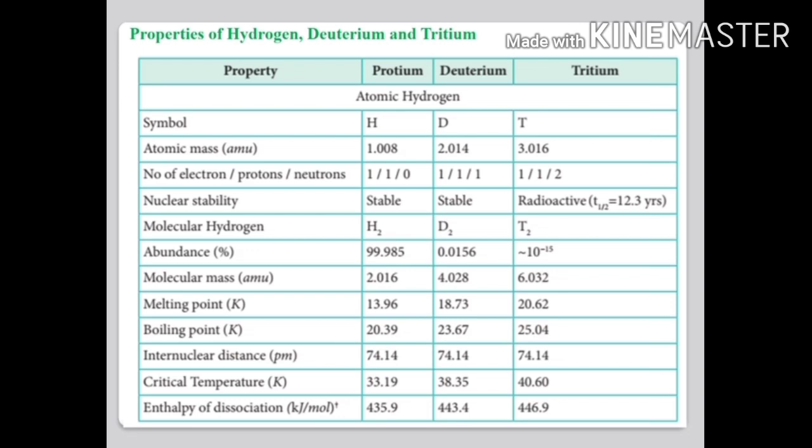Molecular mass of protium is 2.016, deuterium 4.028, and tritium 6.032. The remaining physical properties are also given: melting point, boiling point, internuclear distance, critical temperature, and enthalpy of dissociation values are given in this table.